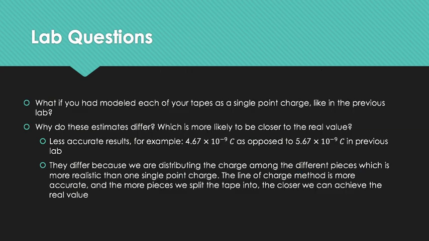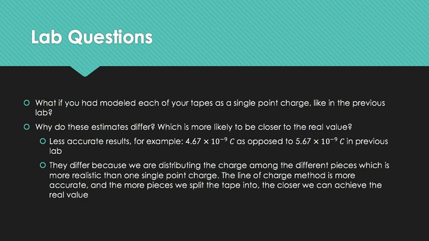Lastly, some lab questions. The first question asks, what if you had modeled each of your tapes as a single point charge, like in the previous lab? I answered that we would have had less accurate results. For example, here for the charge, we were able to get 4.67 times 10 to the negative 9 coulombs, as opposed to 5.67 times 10 to the negative 9 coulombs, which was what was achieved in the previous lab, which is less accurate.